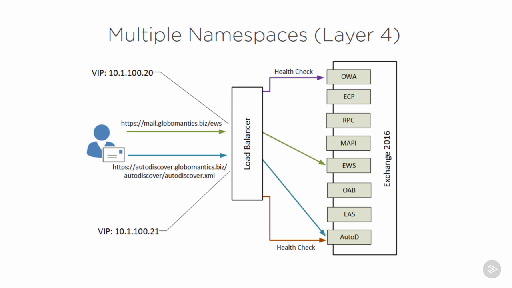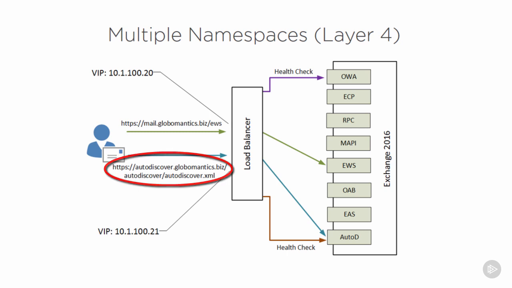When you're operating at layer 4, you can somewhat mitigate that issue by using multiple namespaces. Now you might recall that Globomantics is using two namespaces for client access. There's mail.globomantics, which is used for all of the services except for AutoDiscover, which is using autodiscover.globomantics.biz.